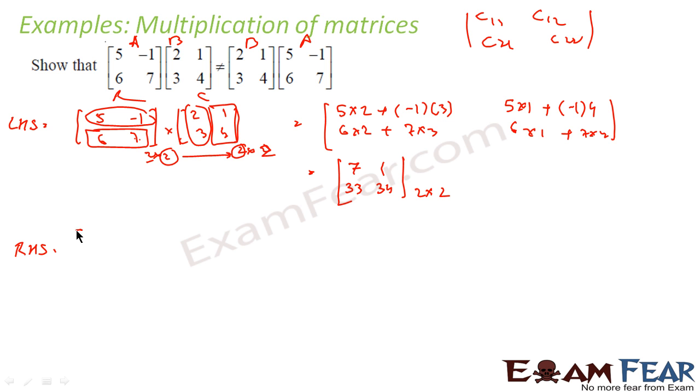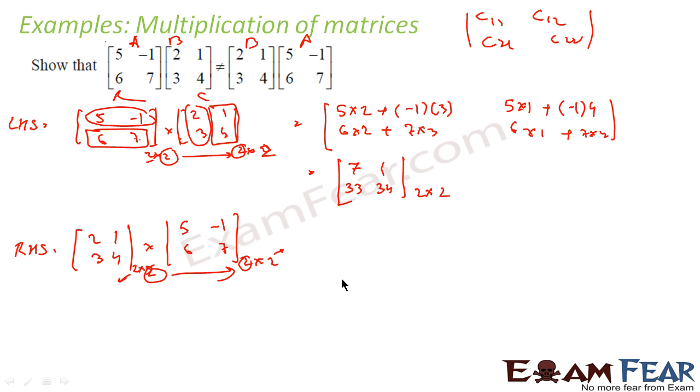That is 2, 1, 3, 4 into 5, minus 1, 6, 7. Here also we have to check whether multiplication is possible or not. Sometimes it is not possible. So let's check that. 2 into 2, 2 horizontal, 2 vertical. So this is also 2 into 2. The tail of this and head of this match, so it is possible to multiply. The final output will be 2 cross 2 because the head of this and tail of this is 2 cross 2. So we'll have this kind of format only. Let's put the values here.